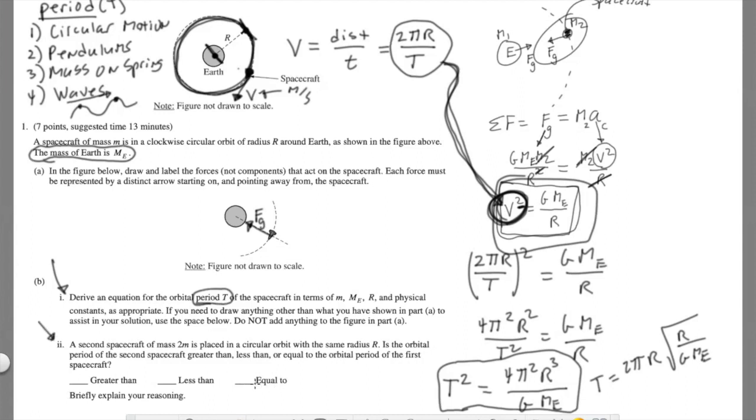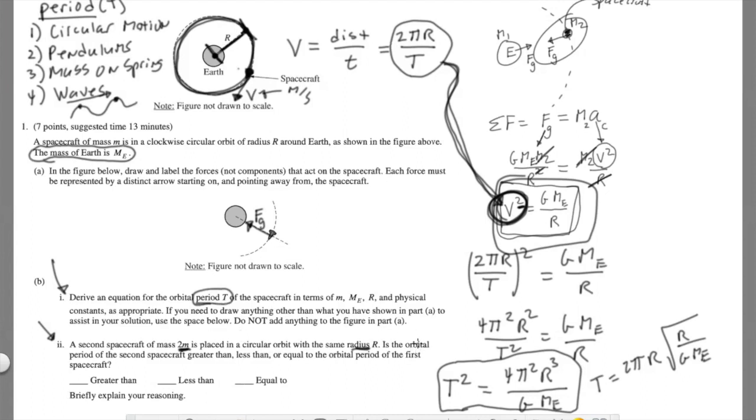Okay. Number 2, this will be quick. A second spacecraft of mass 2m, so now they've doubled the mass of the spacecraft, is placed in a circular orbit with the same radius. That's key. This r is the same. And they're asking us about the orbital period of the second spacecraft.